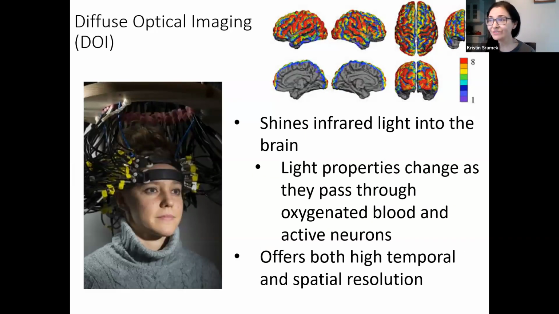So we're going to put it all together now and talk about diffuse optical imaging. This is actually the best, right? This is actually shining infrared light into the brain, and the light properties actually change as they pass through oxygenated blood and active neurons. What's really fantastic about this, it's also very expensive, and not a lot of universities are going to have them, but it offers great temporal resolution and spatial resolution. So we get the best of both worlds. So it really is the bee's knees, if you would.